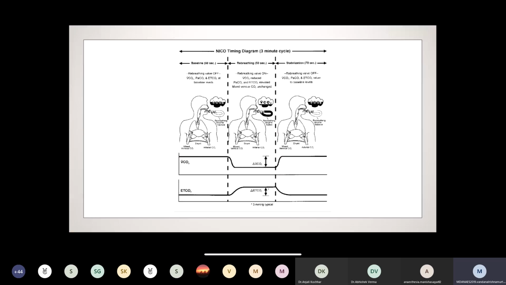There is a 3-minute cycle in this. First, for 60 seconds, the rebreathing valve will be off, and baseline levels are taken: that is the carbon dioxide consumption, the partial carbon dioxide, and EtCO2. Then the rebreathing valve is open for 50 seconds. In this time, the consumption of carbon dioxide will be reduced, but PaCO2 and EtCO2 will be elevated. And for the last 70 seconds, the rebreathing valve will be off, in which again the carbon dioxide consumption returns to baseline and EtCO2 will decrease.